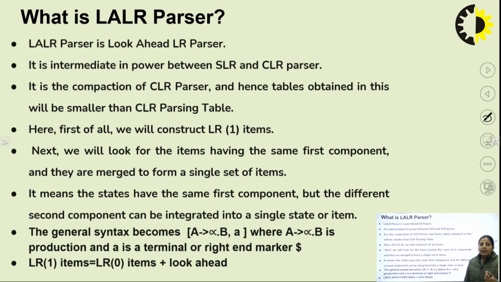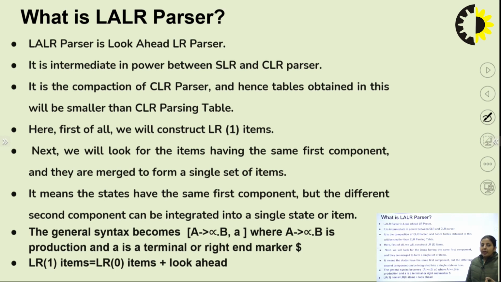Suppose there are items I3 and I6. If they both have the same first component, then we have to merge those states or those items to form a new state. It means that the states that have the same first component but different second components can be integrated into a single state or item. So the general syntax becomes A gives alpha dot beta comma a. This is the general syntax of the production.